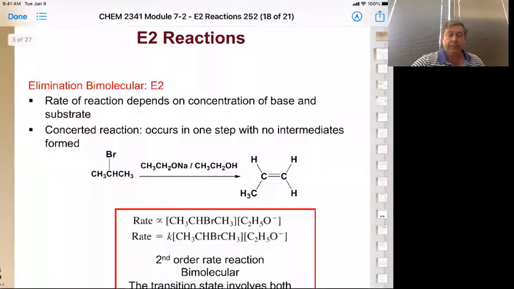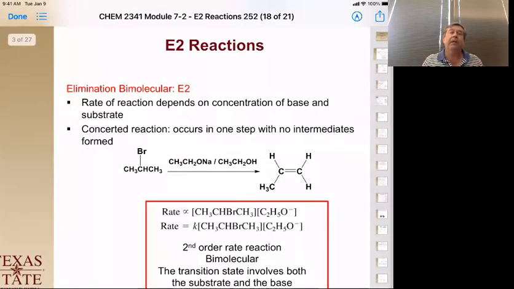Okay, so like I said before, it's a bimolecular reaction. The base has to be starting to tug on that beta hydrogen before the leaving group leaves. Okay, so we have to have a slightly different coordinate diagram, but the key here is that because it's bimolecular, the concentration of the base and the concentration of the substrate are both important. If you double one, it doubles the rate. If you double both, it quadruples the rate, just like in the SN2 reactions, okay?